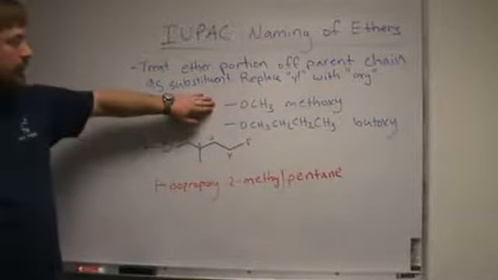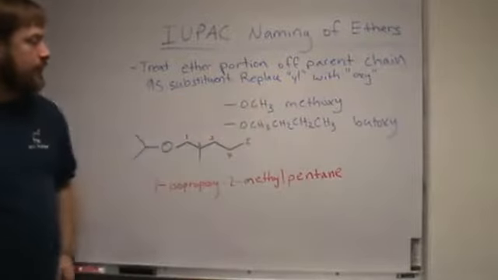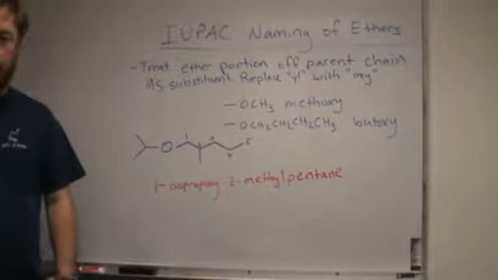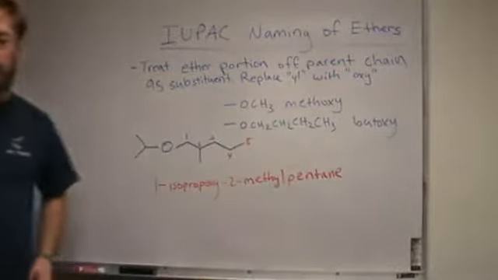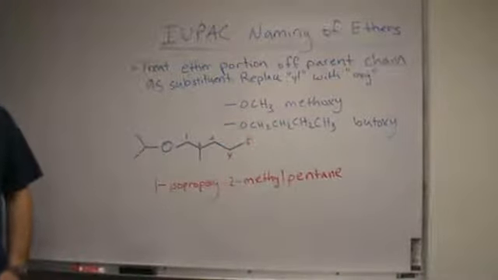For example, if this was our substituent OCH3, it would be methoxy. If we have an ether with 1, 2, 3, 4 carbons, it would be butoxy.